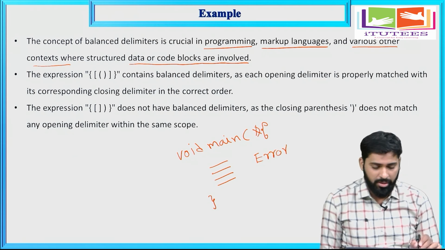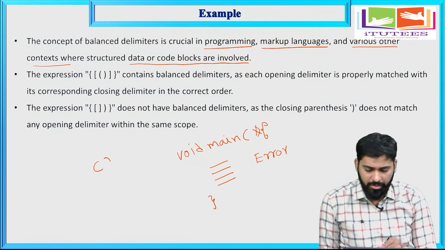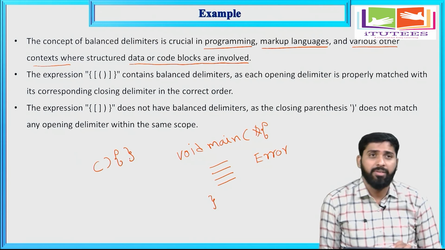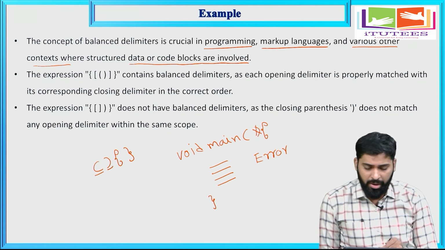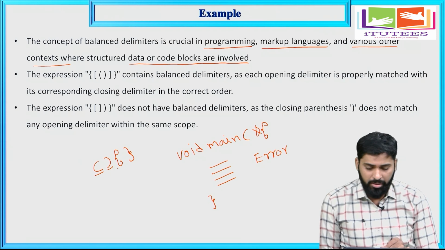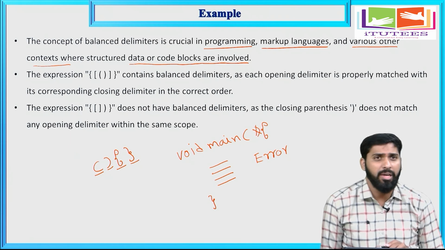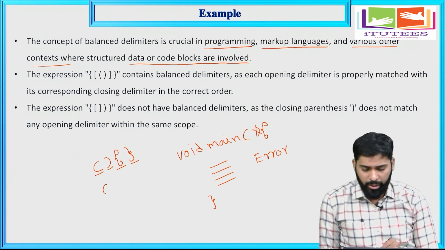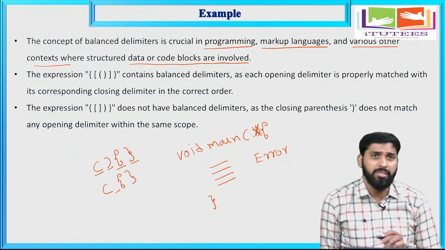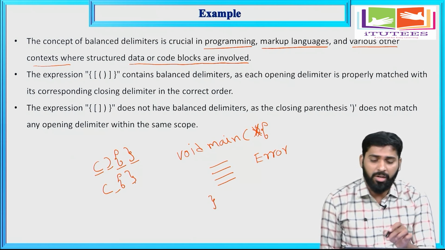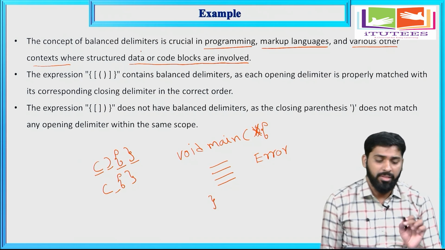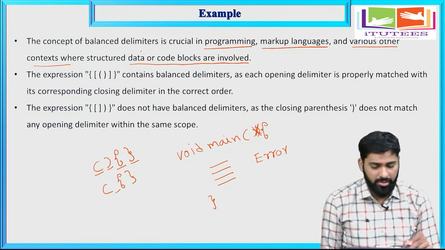Okay, how? This is the expression. This is the open bracket and it is closed with the same closing bracket. Here this is the flower bracket, the curly bracket, and this is closed with the same curly closing bracket. If we miss any bracket, let us assume I miss the closing bracket, then in this expression it is not balanced. The concept of balanced delimiter is crucial in programming. Okay, so this is the example.